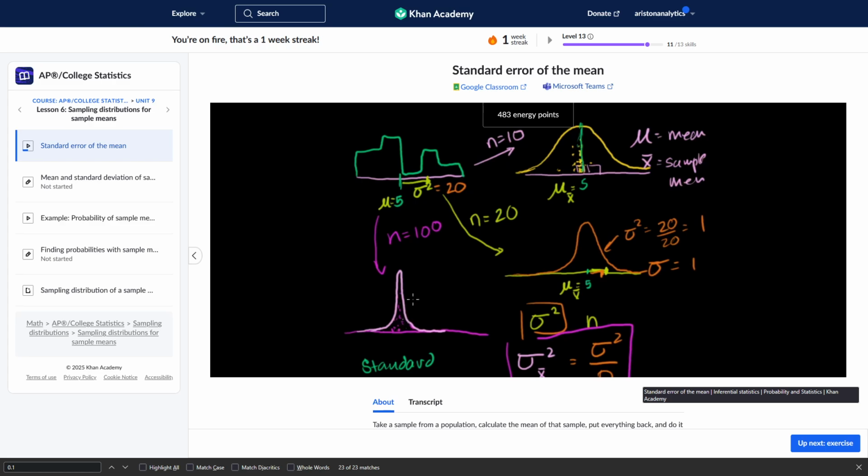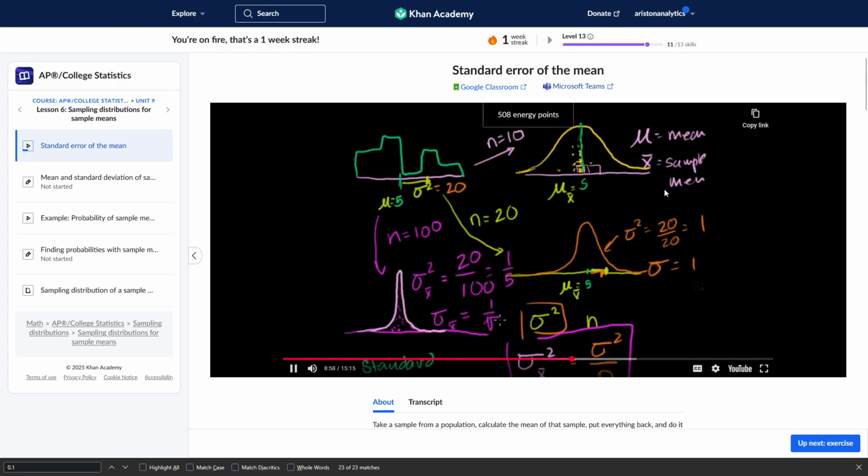Here, when n is equal to 100, our variance of the sampling distribution of the sample mean, or our variance of the mean, we could say, is going to be equal to 20, this guy's variance, divided by n. So n is 100, so it equals 1/5. Now this guy's standard deviation, or the standard deviation of the sampling distribution of the sample mean, or the standard error of the mean, is going to be the square root of that. So 1 over the square root of 5.